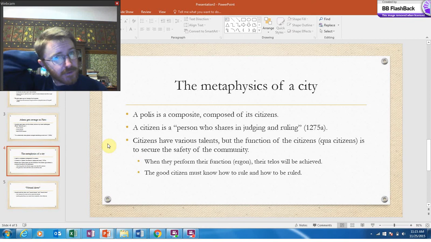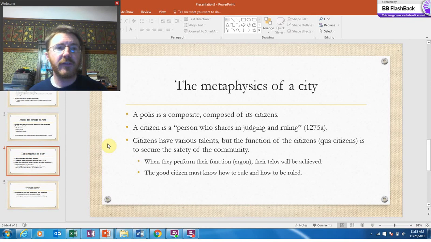The good citizen does not simply have the ability to rule, though the good citizen must also know how to be ruled, because otherwise you would have anarchy. So we cycle through who's in charge, but everyone who's in charge needs to know how to be obedient and how to be ruled. We're going to cover one more thing before we're done.